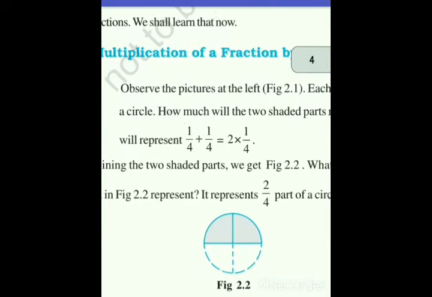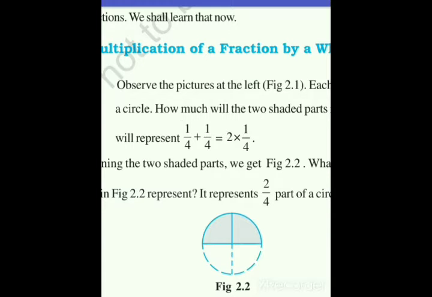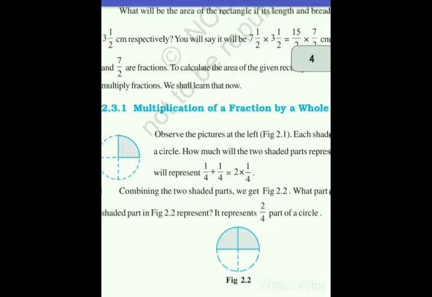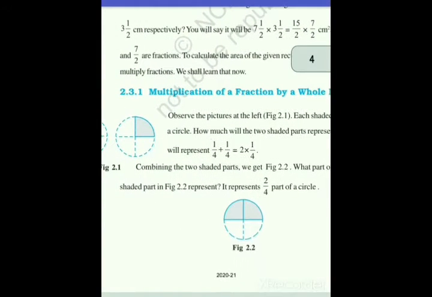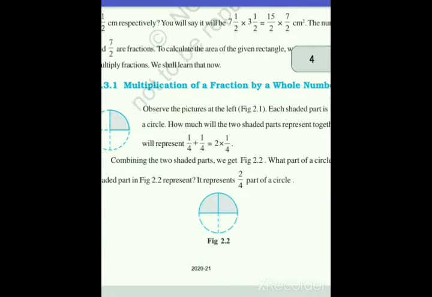So we can represent it as 2 by 4. So multiplication of a fraction by a whole number is 2 multiplied by 1 by 4. So 2 by 4 is the represented part of a circle. Here you can see the 2 by 4 part of a circle.